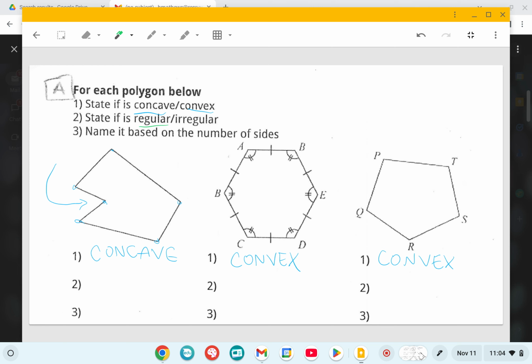Okay, next, regular or irregular. Regular and irregular is very straightforward. It's only regular if all of the sides are the same measure and all of the angles are the same measure. So you're looking at something like what you see here in the middle. Because all of these angles are marked as the same and all of these sides are marked as the same, this is going to be a regular polygon. The other two are not. They are irregular because they do not have all the same sides or all the same angles. And that's pretty much all you're looking for.